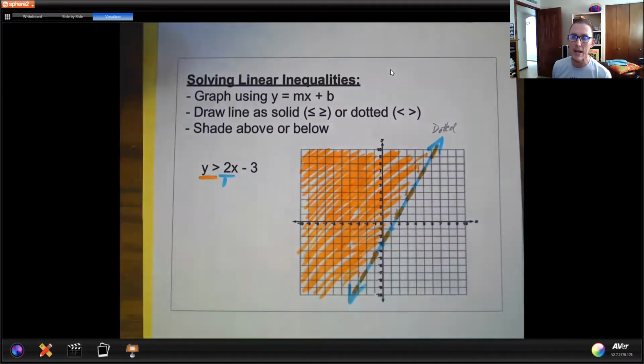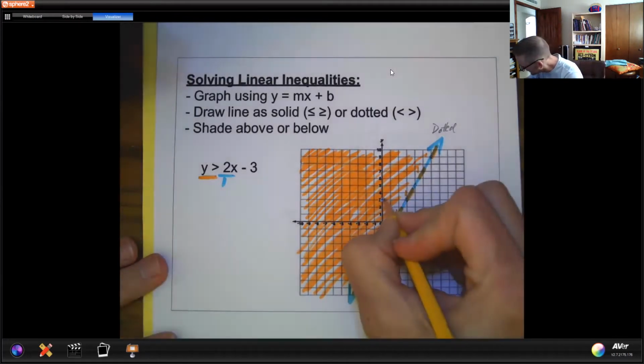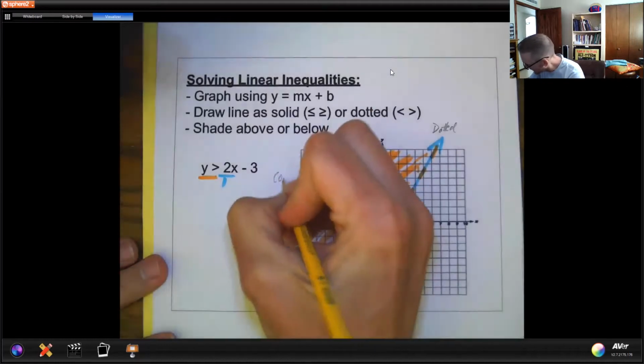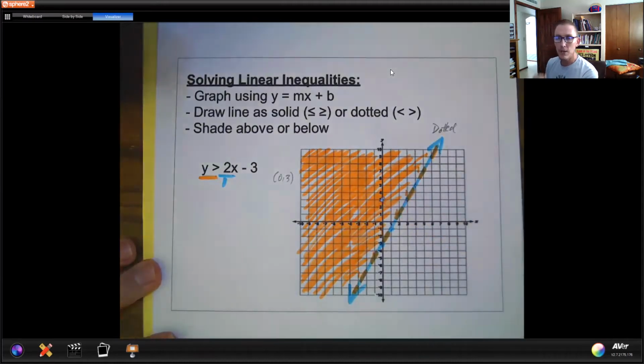So the shaded area, every single point in the shaded area is part of the solution. And the reason why it's part of the solution is because if I plug that ordered pair in, it's going to make a true statement. And that's the second way in which you can decide which portion to shade. I'm going to pick the point right here, (0, 3). It is very distinctly in the shaded area.